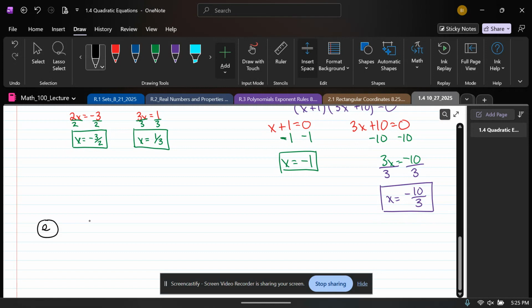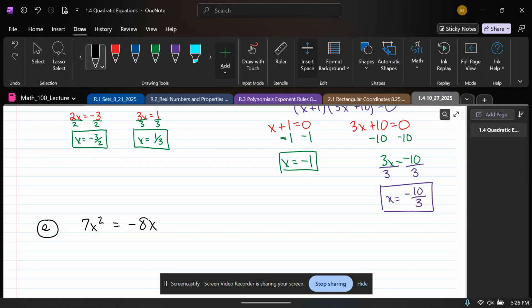Let's try this one. To me, this is an easier problem, but it always seems to give students a little bit of a hiccup here because it doesn't have 3 terms in it. And we kind of lose our mind a little bit when everything isn't the same all the time. So if we're going to solve it by factoring, what's the first thing that I have to do? Get it equal to 0.